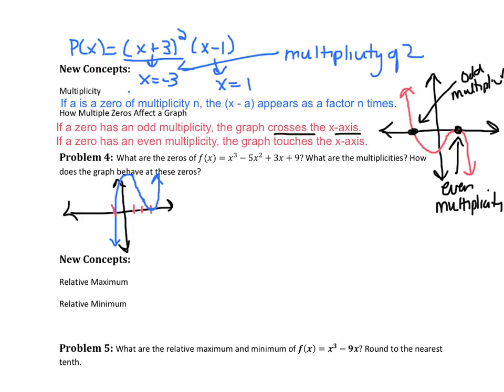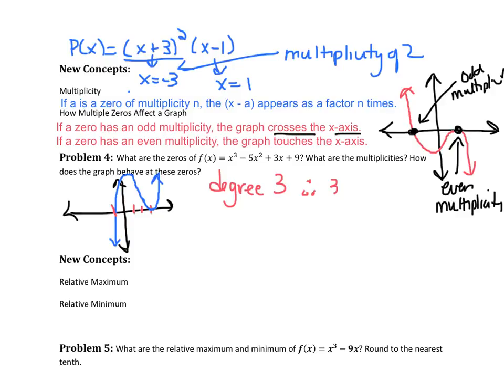What are the zeros of f of x equals x to the third minus 5x squared plus 3x plus 9? What are the multiplicities? How does the end behavior look at these zeros? All right, it is degree 3. 3 is our highest exponent, so we know there has to be 3 zeros.